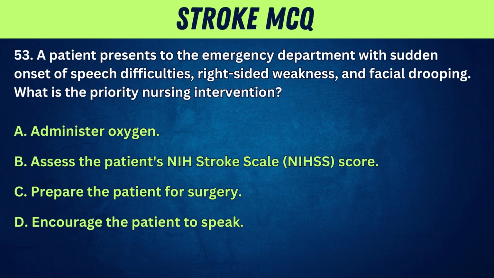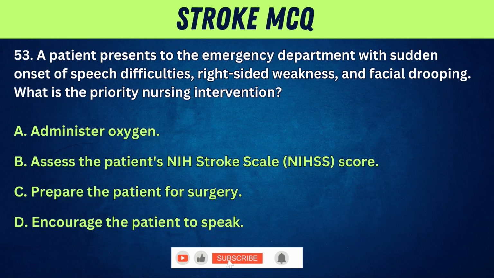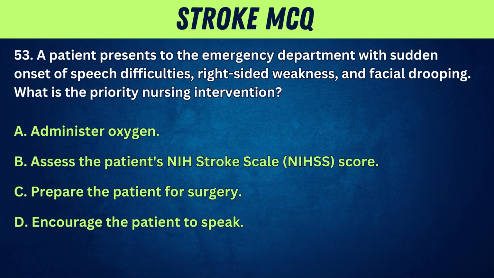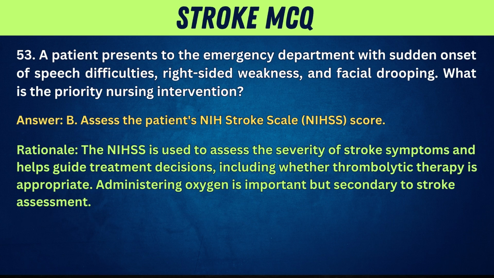53. A patient presents to the emergency department with sudden onset of speech difficulties, right-sided weakness, and facial drooping. What is the priority nursing intervention? A. Administer oxygen. B. Assess the patient's NIH stroke scale, NIHSS score. C. Prepare the patient for surgery. D. Encourage the patient to speak. Answer: B. Assess the patient's NIH stroke scale, NIHSS score.